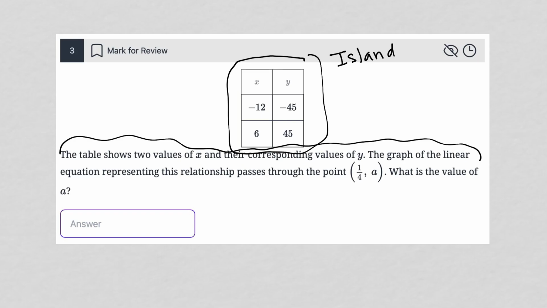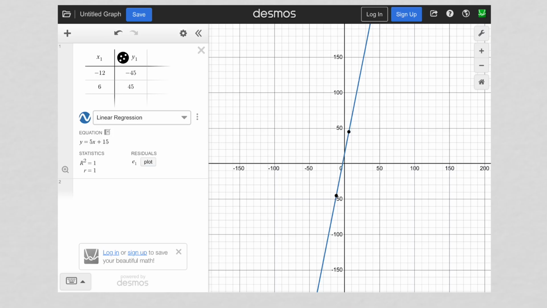So what I do with that is I immediately take that information straight to Desmos. Don't even read the question yet. I go to Desmos, I go to this plus sign here, I select table, I enter my table information, -12, -45, 645, and then there's usually a little symbol with little dots and a line through them. I select that, and that basically provides a linear regression for me, a line connecting the points that I input into the table. And also, which is very nice, it creates the equation for that line for you.